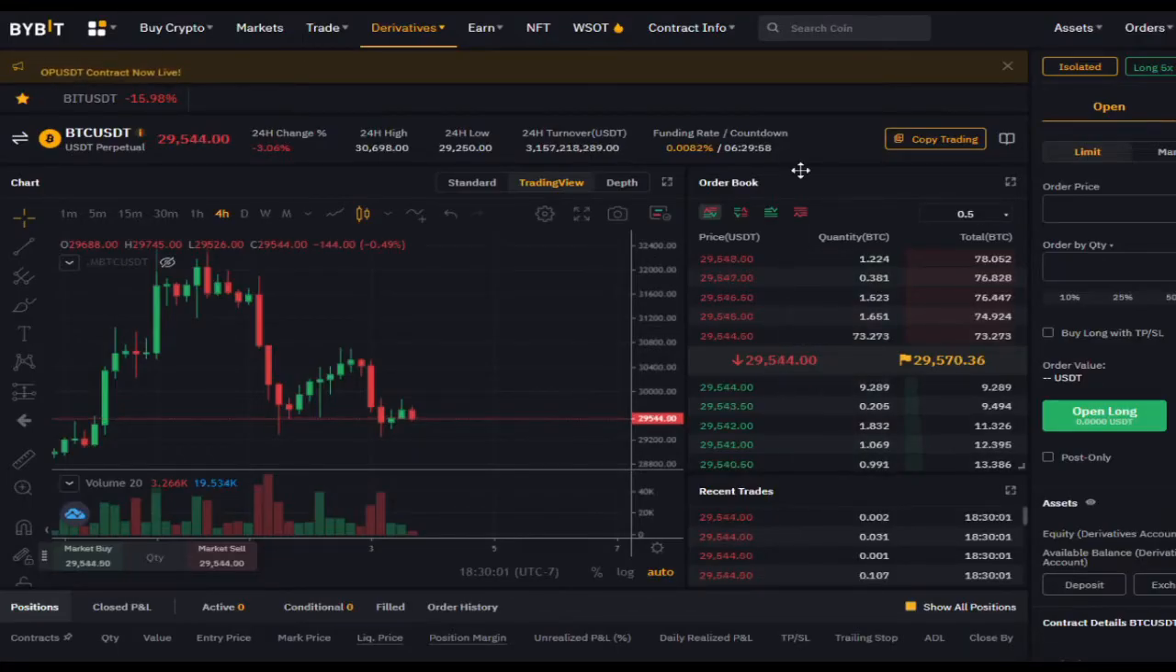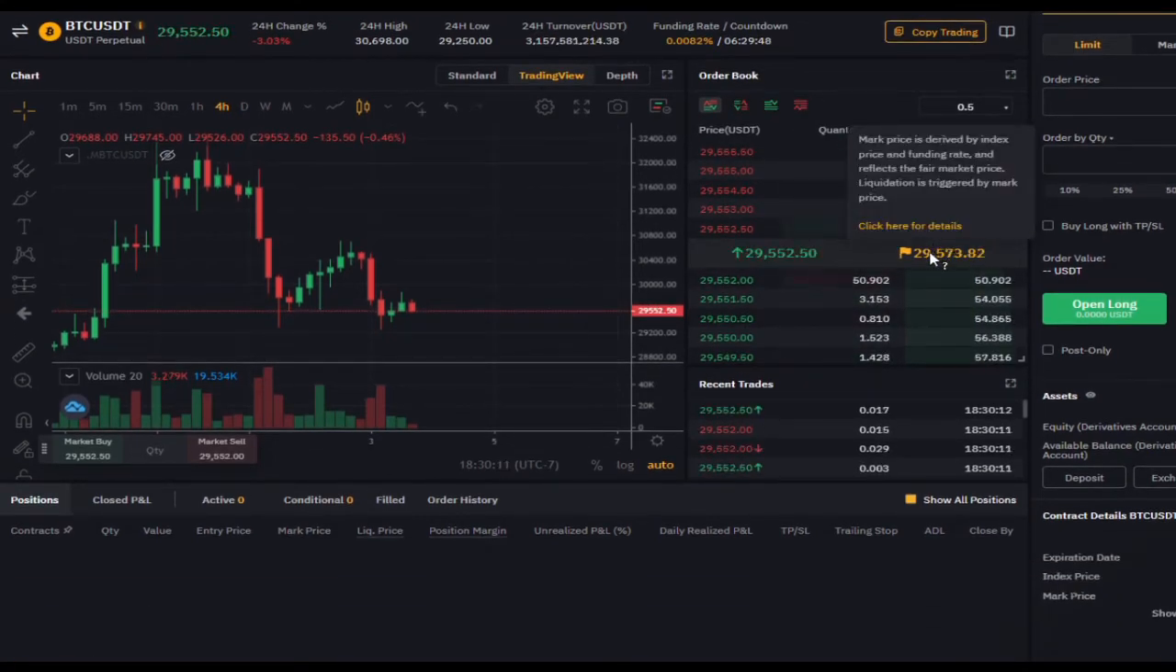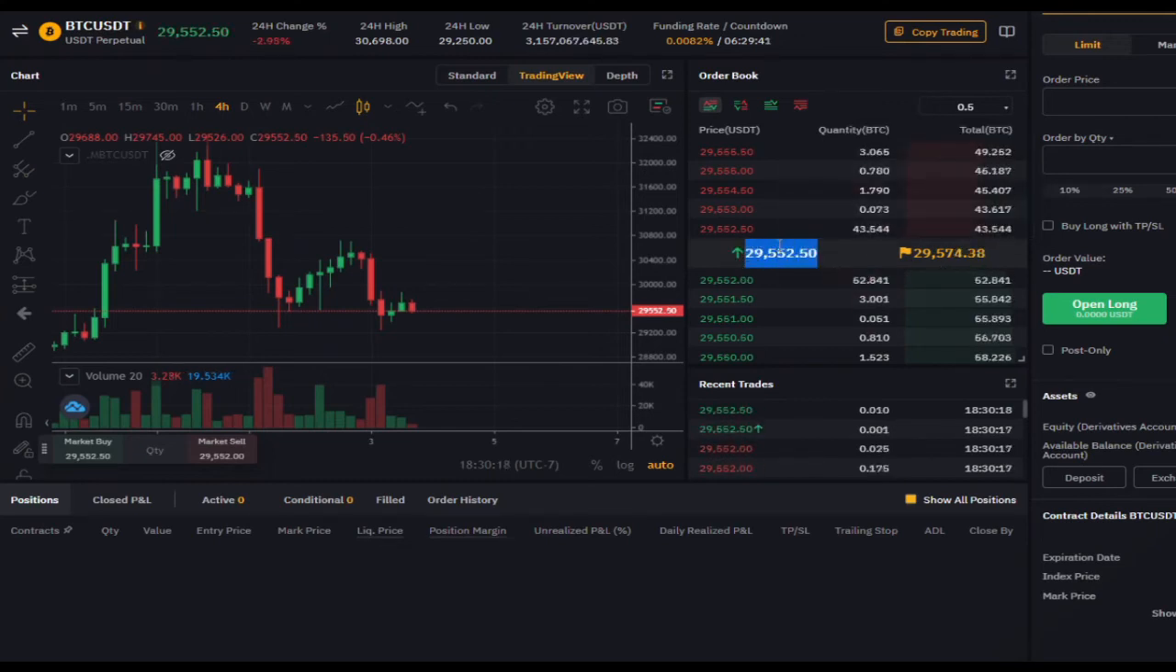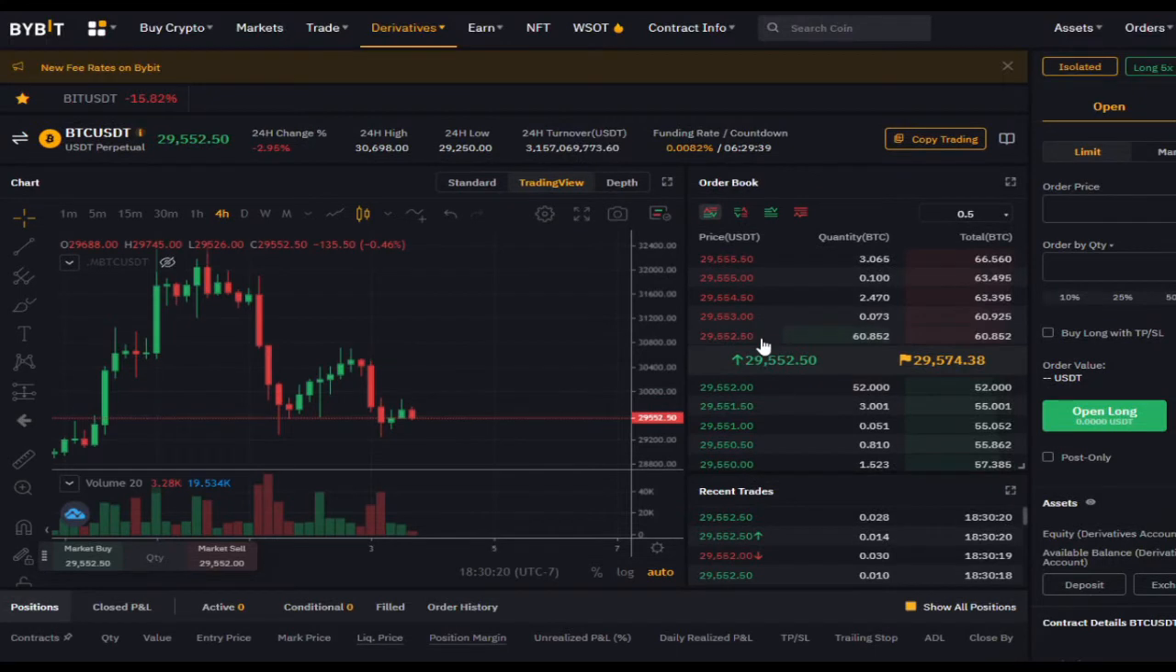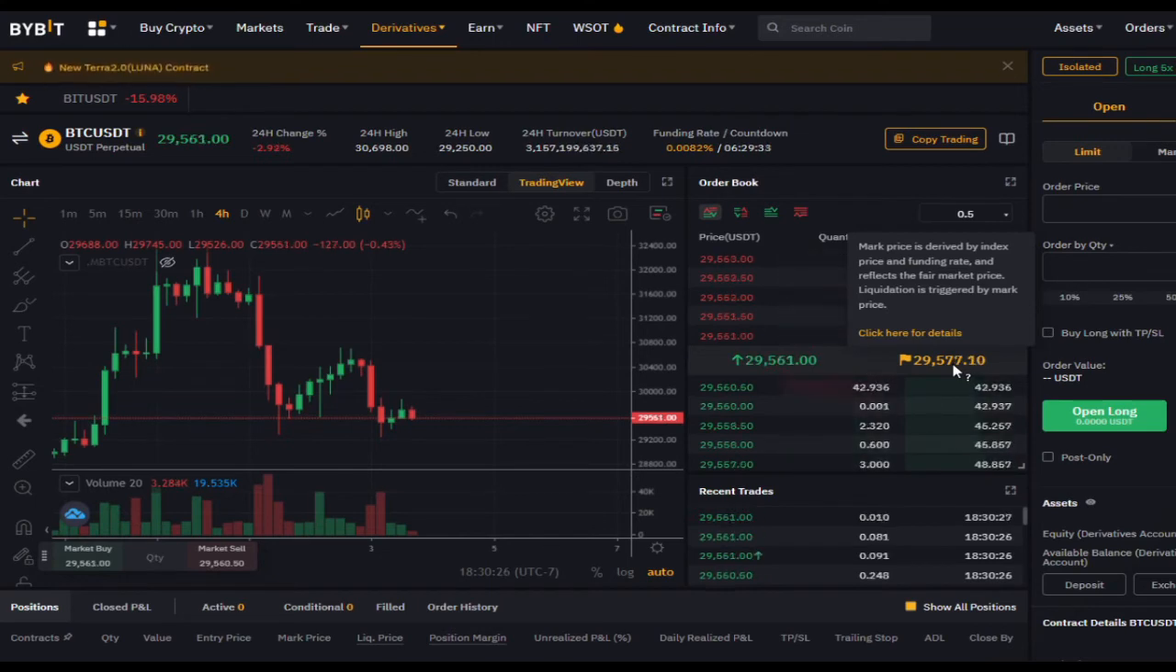Alrighty, so back to the order book really quick. Obviously you have the price going on here, the quantity of whatever asset it is. This is Bitcoin, and then the total amount of that asset being traded up and down. This is the mark price, the gold price. The asset moves so fast, crypto is so volatile, that instead of the listed price here, it usually moves based off this mark price. Mark price is derived by index price and funding rate and reflects the fair market price.